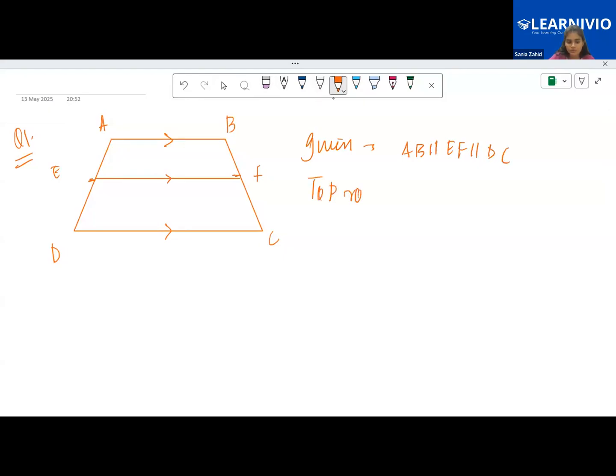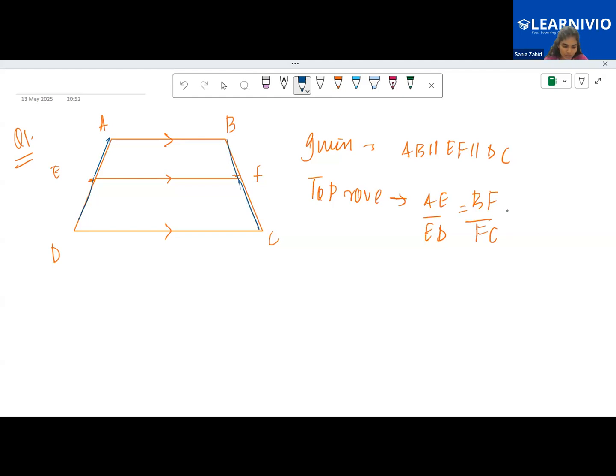To prove AE upon ED is equal to BF upon FC. So AE, what line? This line upon ED line is equal to BF line by FC line. Okay, now Umair, how have you done the question?